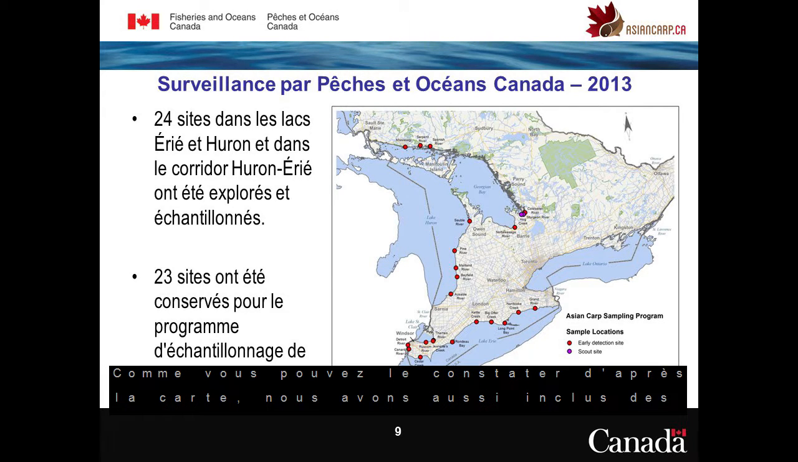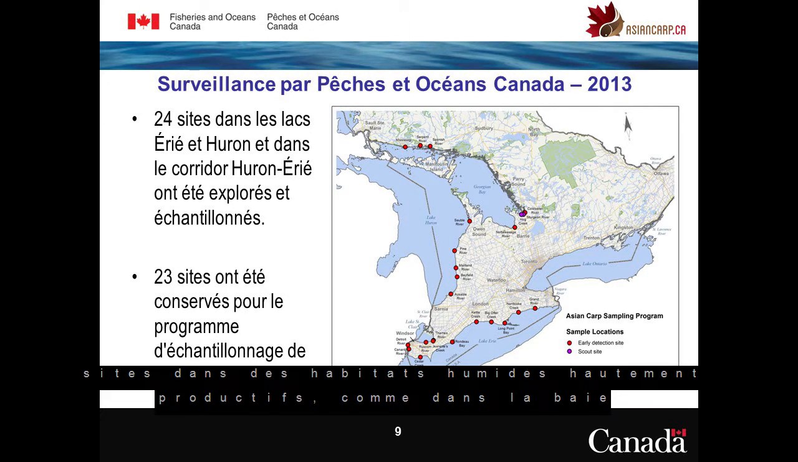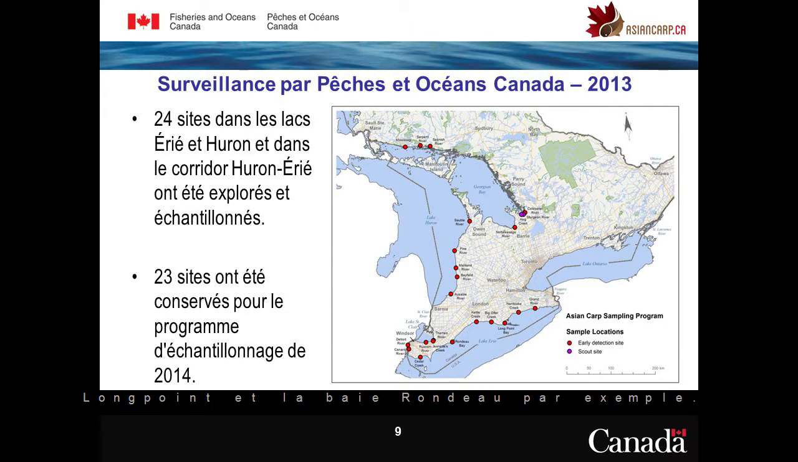So they weren't all actually sampled, but many more we went out and scouted them. And as you can see from the map, we also included sites in some highly productive wetland habitats, so down in Long Point Bay and Rondo Bay, for example.